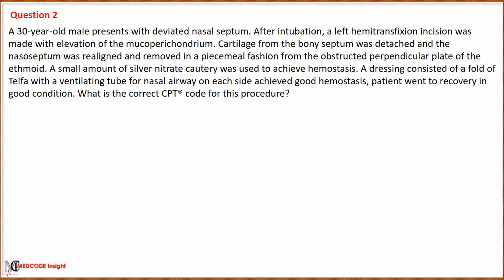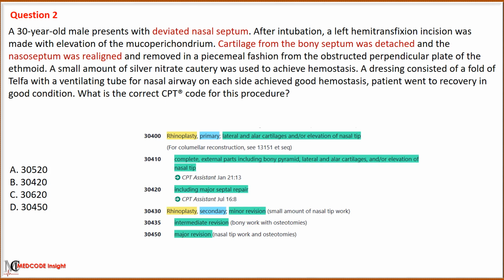What is the correct CPT code for this procedure? Option A, code 30520. Option B, code 30420. Option C, code 30620. Option D, code 30450. In this scenario, the procedure was performed for a deviated nasal septum, where cartilage from the bony septum was detached and the nasal septum was realigned.